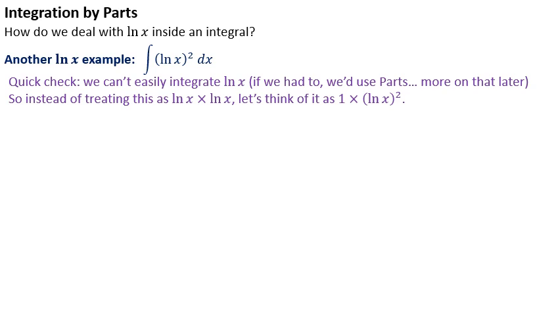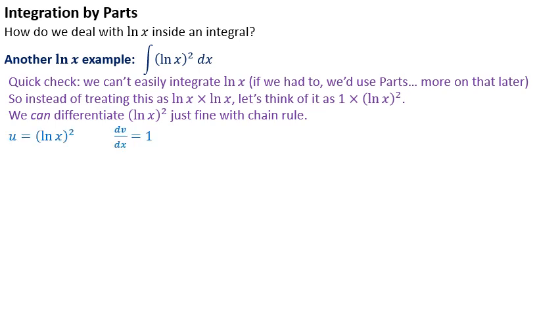Feels like cheating. It's like asking someone what 48 divides by, and they tell you it divides by 1. Well, that's not going to help you to simplify a fraction like 16/48. But in this case, it's not necessarily as futile and trivial as it looks. We can differentiate ln x squared. We can just use some chain rule, and we can integrate 1. So at least we could give it a go and see where parts takes us.